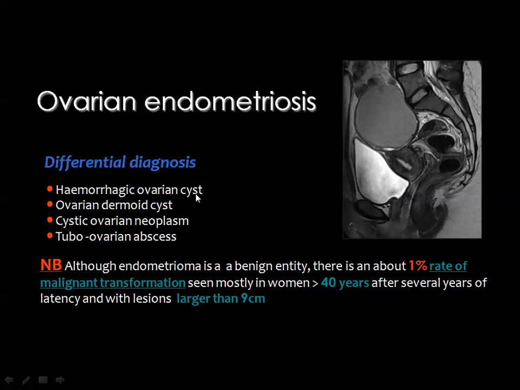by the drop-off signal in the T2 weighted image or by the shading sign. From ovarian dermoid cyst by the fat suppressed images, the fat in the dermoid will be suppressed from cystic ovarian neoplasms and from tubo-ovarian abscesses, as I will mention later on.